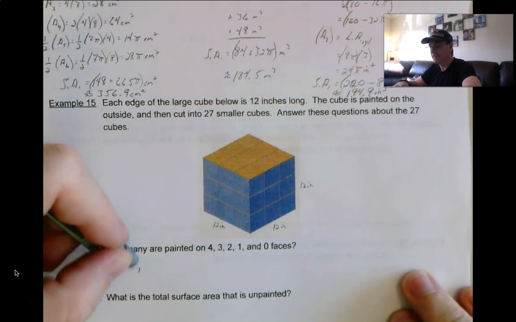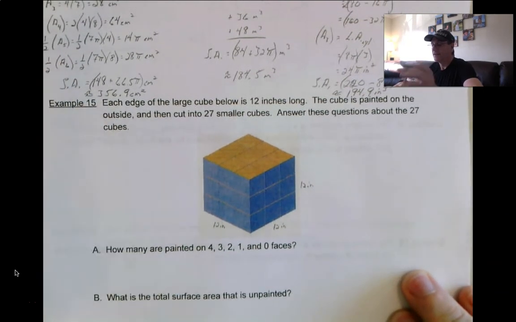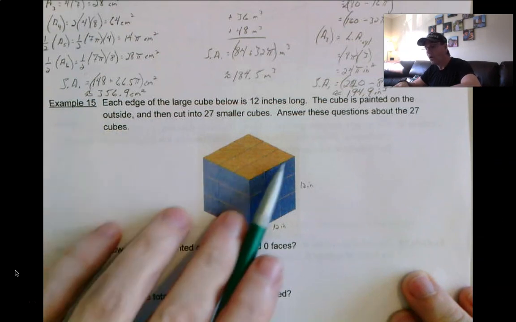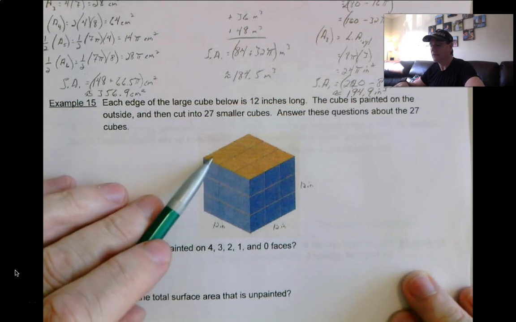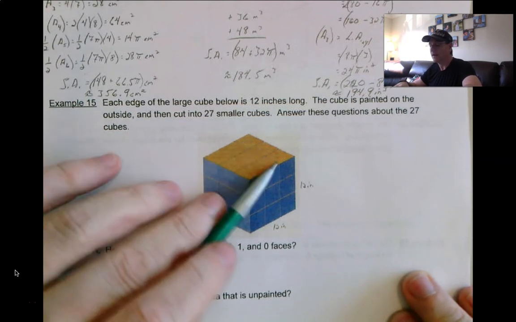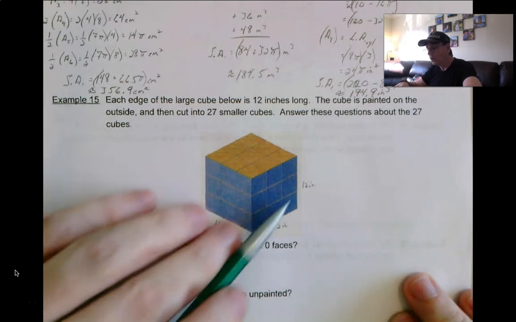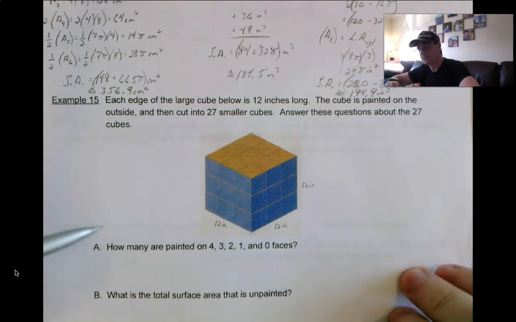I'm sorry, I reused the picture. Take it back. The cube is painted on the outside, so all 6 faces are painted. Even though this one's not, because I used this picture from the previous unit, all of the faces of the original cube are painted. Okay, so take it back.